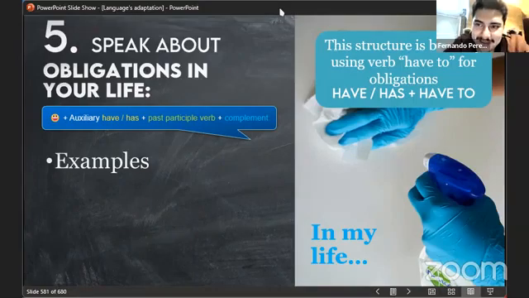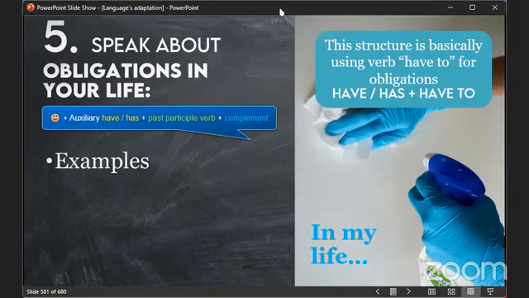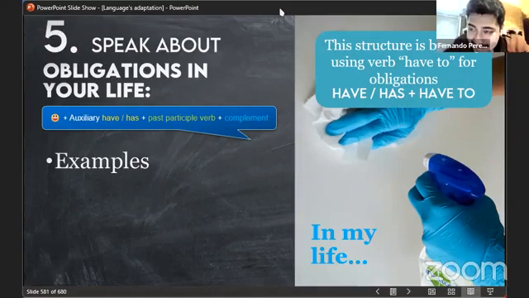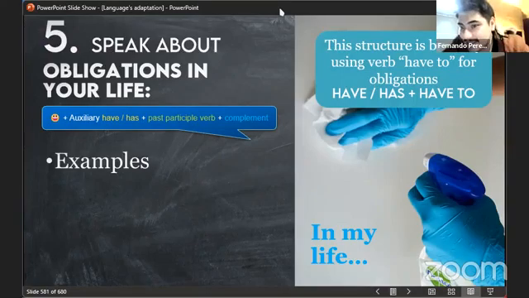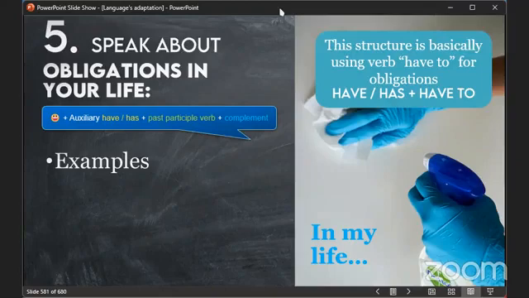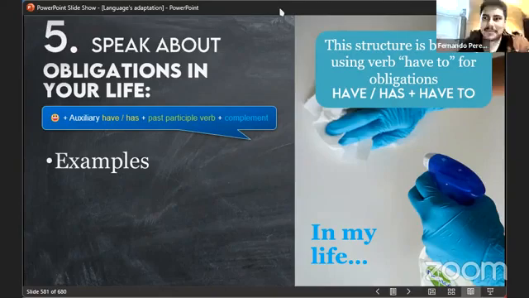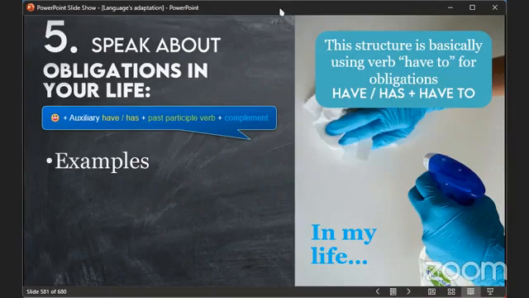We have a problem. Auxiliary, person, verb. Okay. What have you... Exactly. Past participle? Had to. In your life? Incomplete. Have to what? Have to do. Excellent. Complete. What have you had to do in your life?